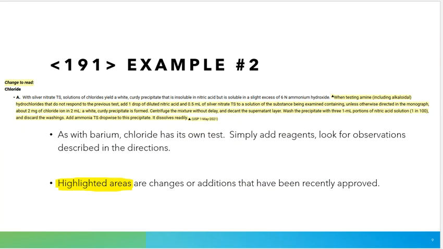All right, here's example number 2. This is the chloride piece that I referred to with the hydrochloric acid. So here it says, with silver nitrate, solutions of chlorides yield a white curdy precipitate that is insoluble in nitric acid, but soluble in slight excess of 6-normal ammonium hydroxide. So keep in mind, I keep referring to the HCl monograph.